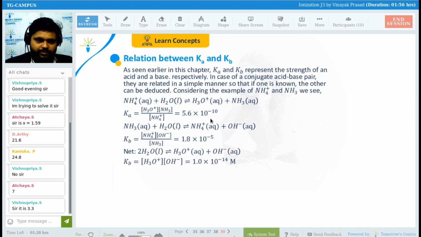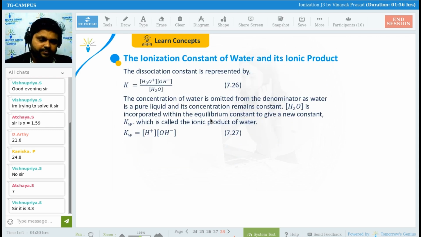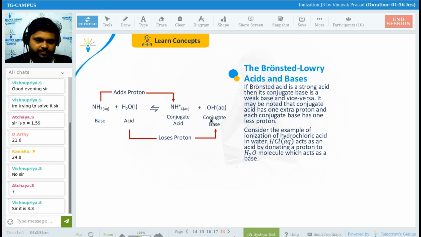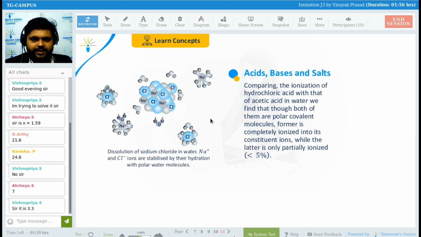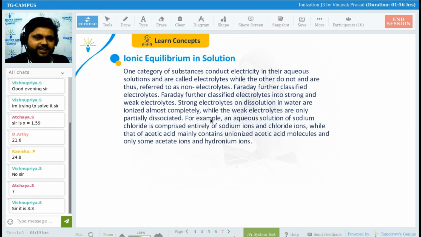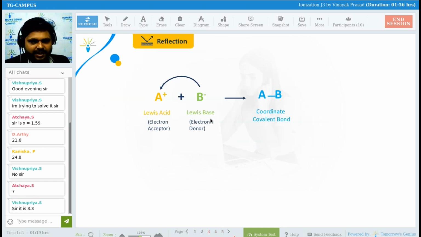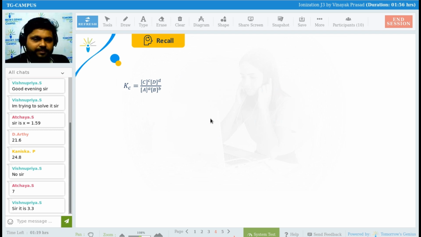Okay. Now come to the next point then. See guys, we have discussed what acids and bases are. Now different scientists came and told about acids and bases, and they have their own theories. That we are going to discuss here. So Lewis acid, Lewis base, that we will see here.